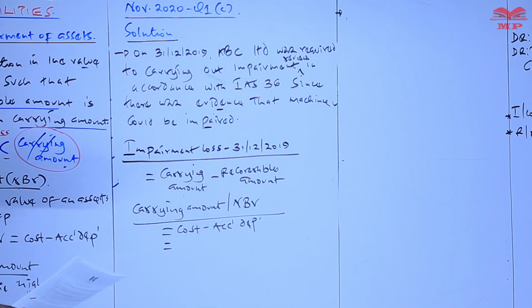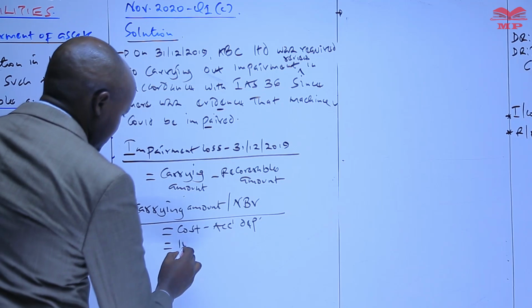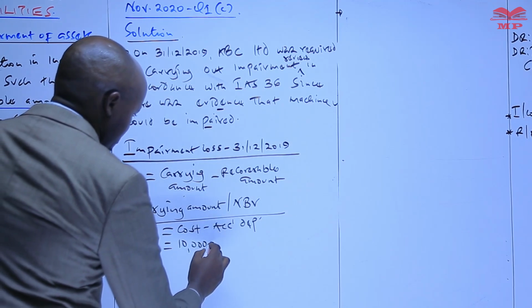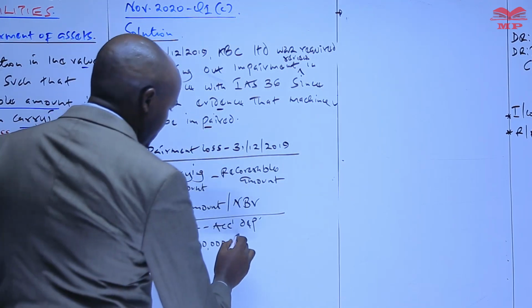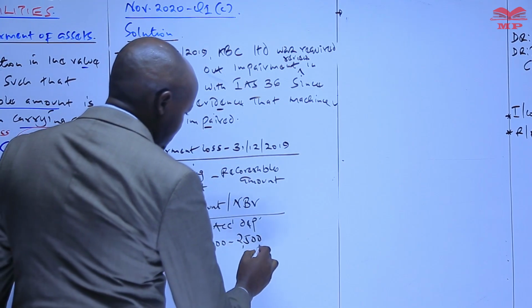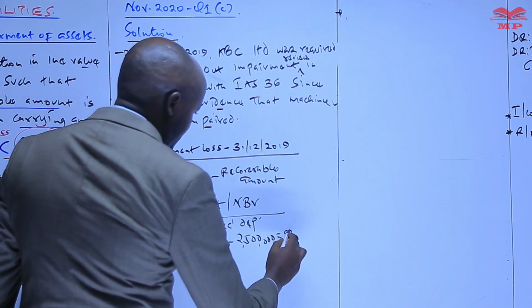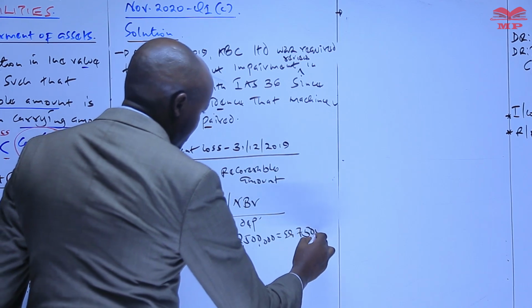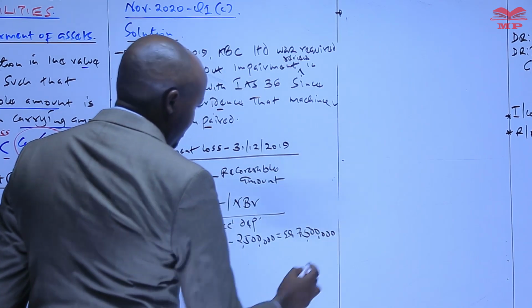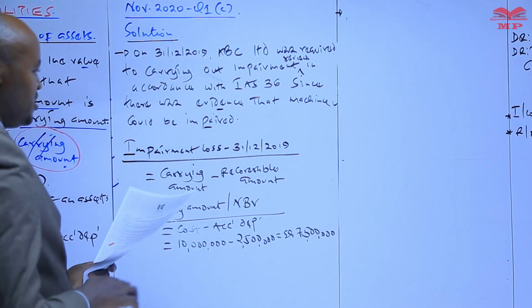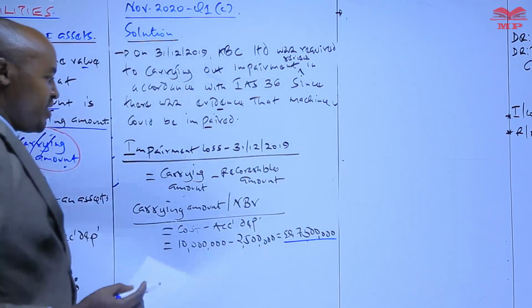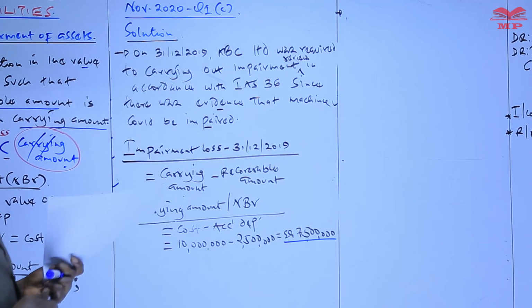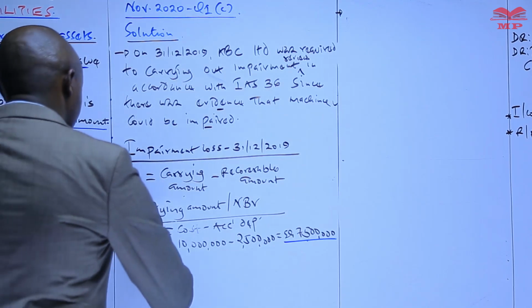This information is given to us in paragraph 1. We are told that the cost of this machine was 10 million. The accumulated depreciation was 2.5 million. So that means that the carrying amount, the net book value of this machine at the end of 2019 was 7.5 million. So we already have that carrying amount.